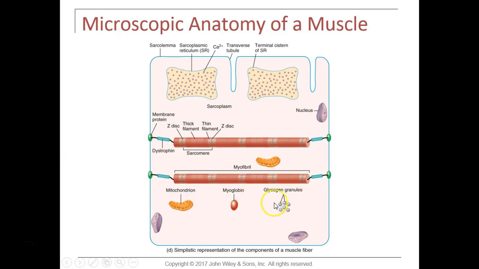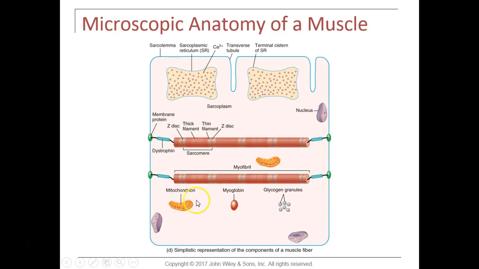Now, we can store sugar inside the muscle cell, and we do that within these little granules called glycogen granules. Glycogen is the storage form of glucose in our body, in our cells. We have a large store of glycogen in our liver, and you have a lot of glycogen stored in your muscle, so that if we need to have quick muscle contraction, we can utilize this sugar in order to make ATP either anaerobically or aerobically.